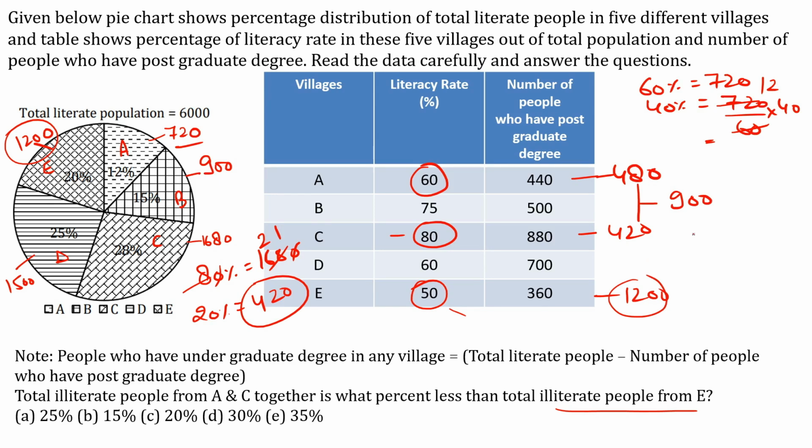So we need to find how much less this 900 is than this 1200. 1200 will be in the bottom, the difference of 300 multiplied by 100, 300 over 1200 times 100, that is 25. So A will be the right answer, 25% will be the right answer.